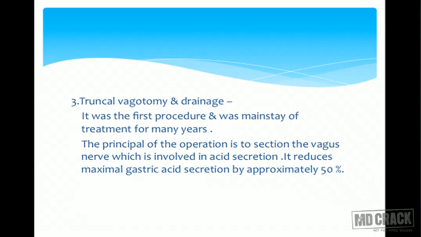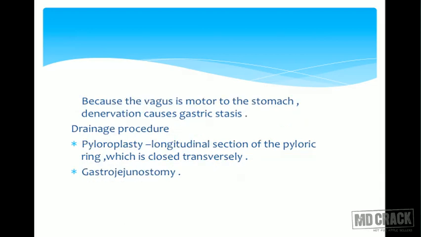Next, we have got truncal vagotomy and drainage. It was the first procedure and was the mainstay of treatment for many years. The principle of the operation is to section the vagus nerve, which is involved in acid secretion, and it reduces maximal acid secretion by approximately 50%. Because the vagus is motor to the stomach, it may cause gastric paresis. Then we have to add gastric drainage procedures along with this. These are pyloroplasty or gastrojejunostomy.